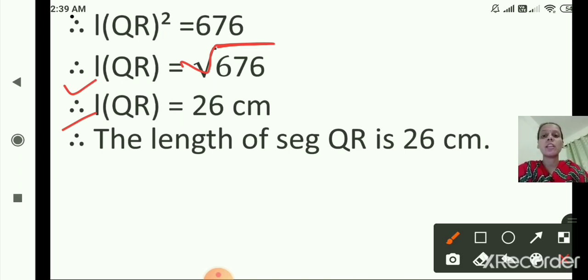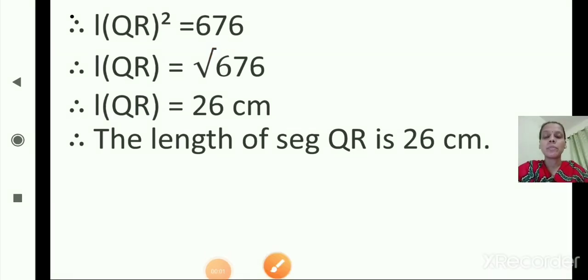Hope we are clear with this sum. Today we have started lesson number 13, Pythagoras theorem. In that we have completed question number 1 and question number 2. In the next session I will start with question number 3. So today we will stop here.